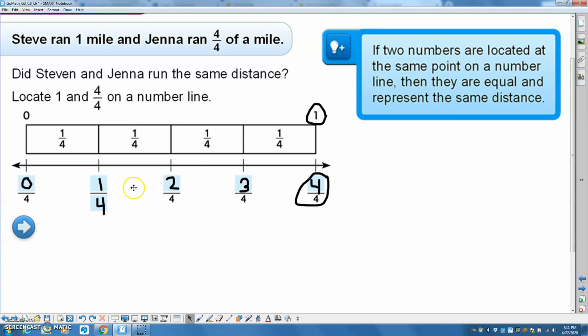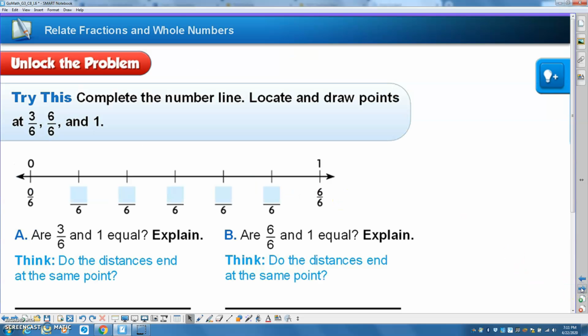So whenever we think of 1 whole, we know that the top number of our fraction is how many pieces that we're counting, and the bottom number of our fraction is how many total pieces there are in the whole. So if those 2 numbers are the same, that means we have the whole thing, 1 whole. So 1 whole and 4/4 are the same. They are equal. So let's take a look on our next page.